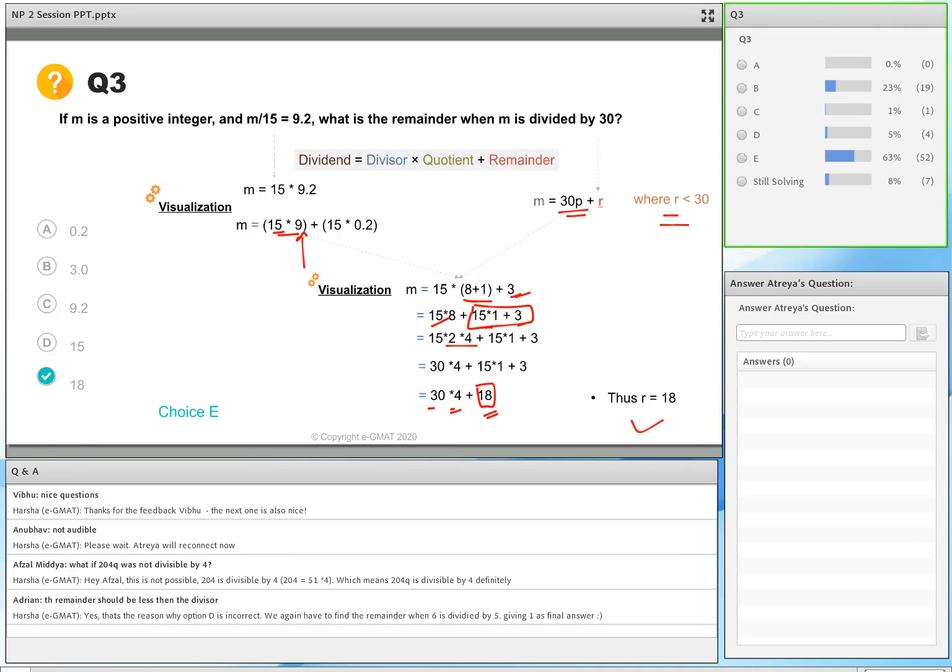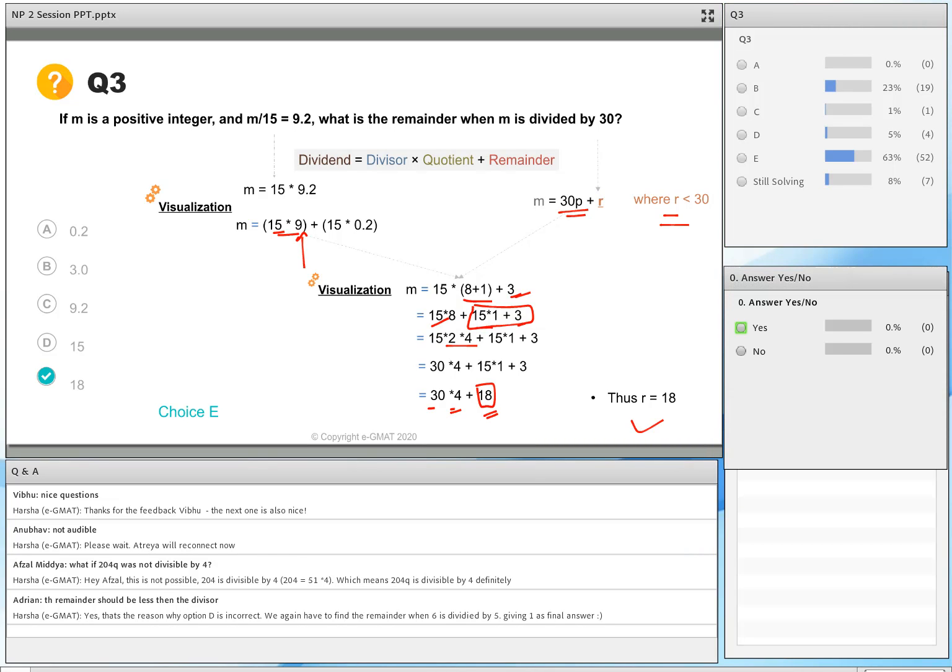Right, with that, let me bring in the yes/no poll. So just let me know if the solution for these 3 questions are clear to all of you or not.